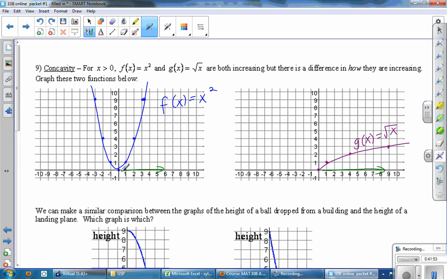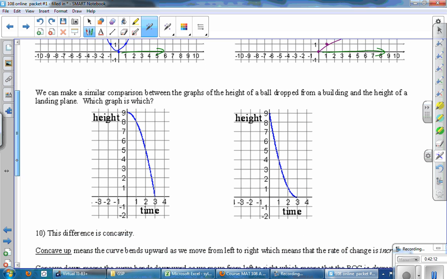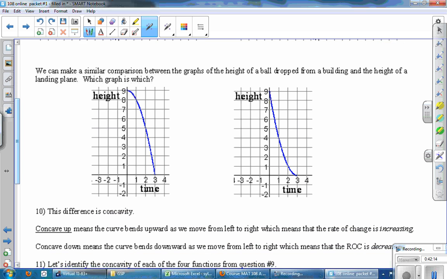Well, on this function, as you run to the right, what's happening to the y values? They're getting bigger. On the other function, as you run to the right, what's happening to the y values? They're getting bigger. So indeed, both functions are increasing because as you walk to the right, the y values are increasing. But they're increasing in a different way, and we're going to be really clear about how to measure that different way. First, let's read the next part.